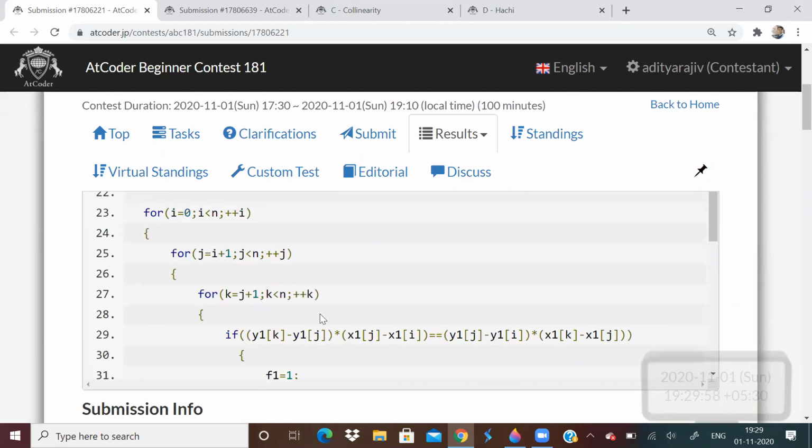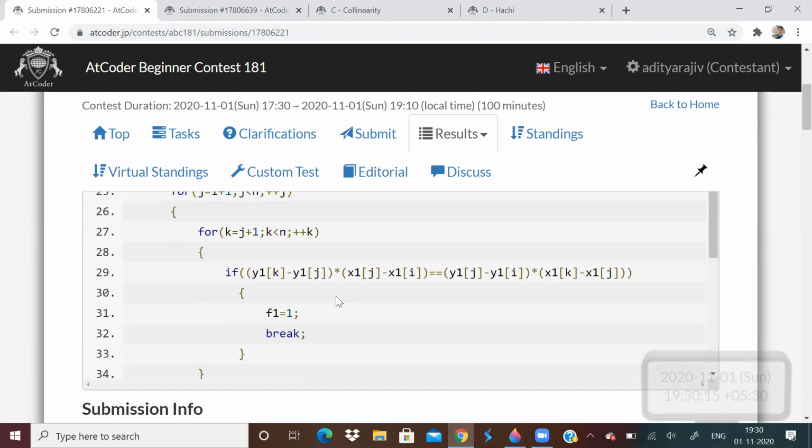So this also involves maths. You need to know what is slope. And 3 points lie on the same line, that means 2 pairs of points have the same slope. Okay. So this question was on slope.